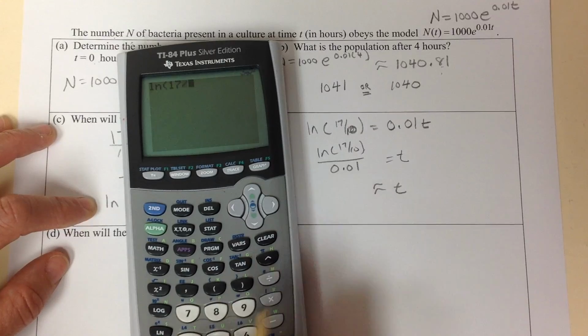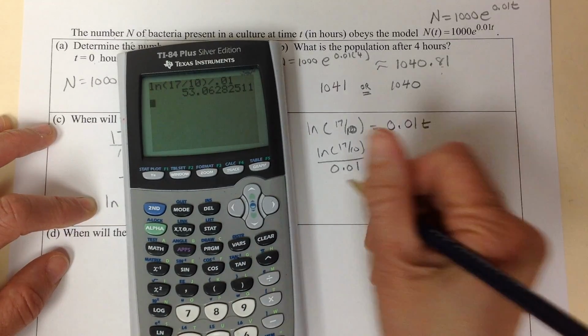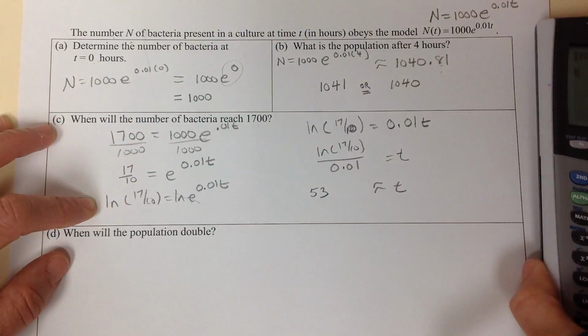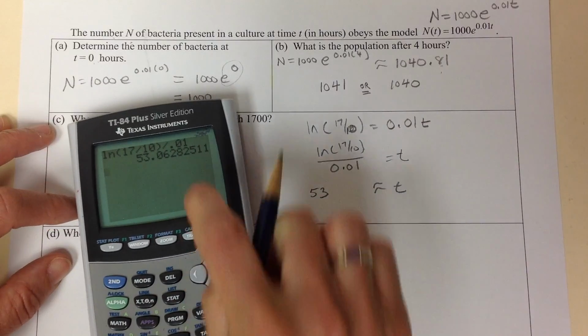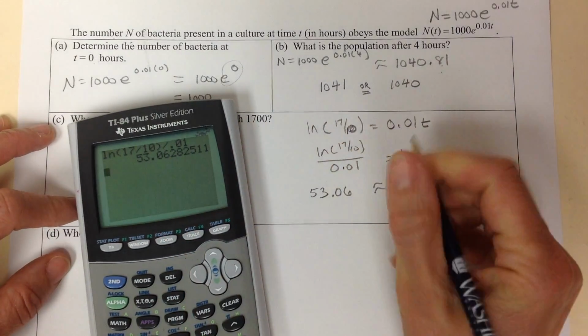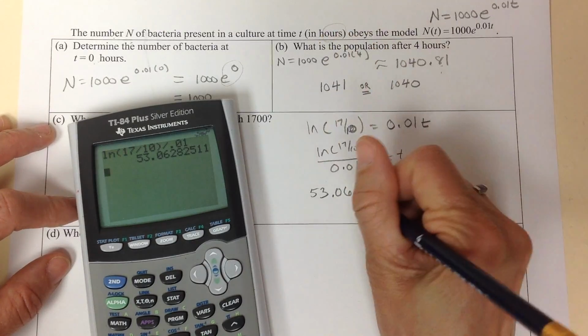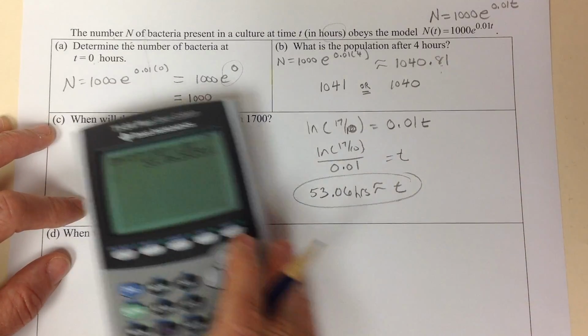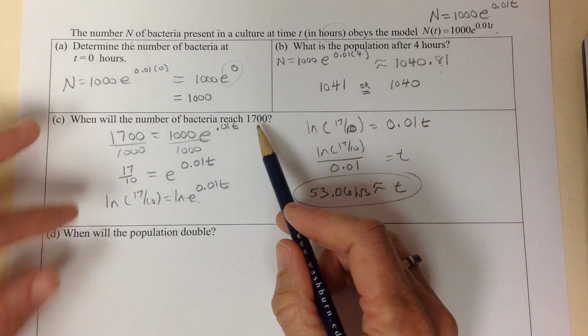Natural log of 17/10 in the parentheses divided by 0.01. I'm getting about 53. Now it doesn't tell me how long to round to. I see 0.062. I'm just going to say 0.06, and this was in hours. Okay, so a little more than 53 hours, and my population is going to be 1700.